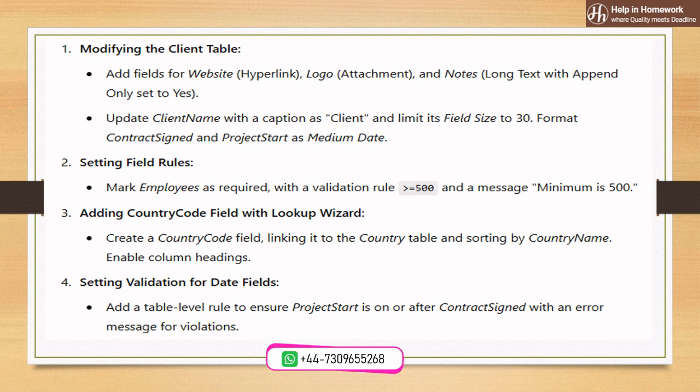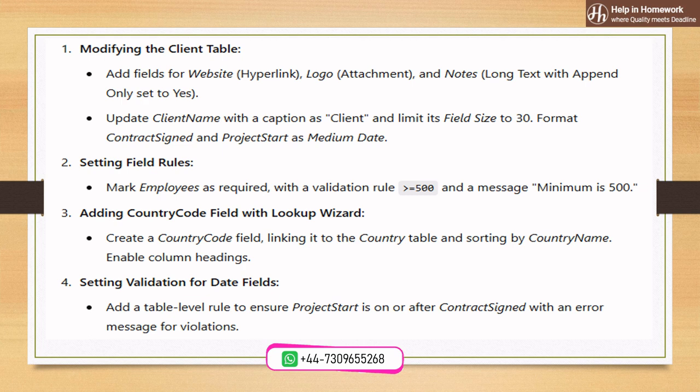Step 2. Setting field rules. Mark employees as required, with a validation rule greater than or equal to 500 and a message, minimum is 500. Step 3. Adding country code field with lookup wizard. Create a country code field, linking it to the country table and sorting by country name. Enable column headings.